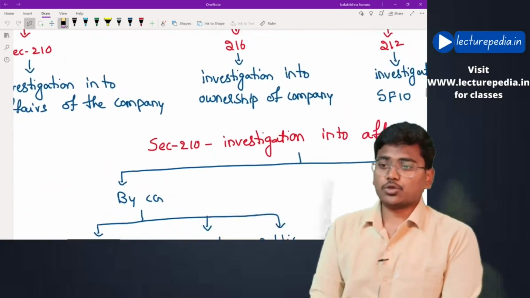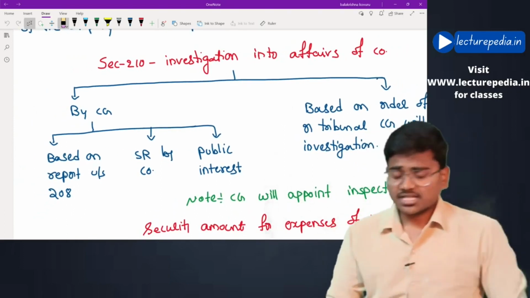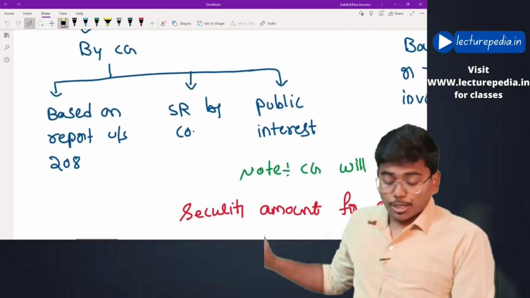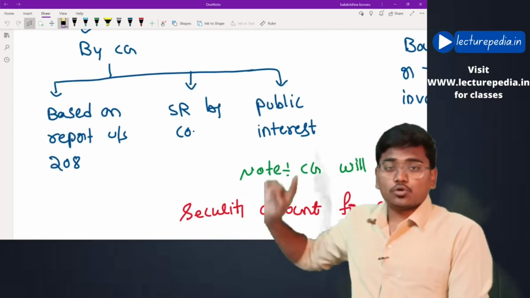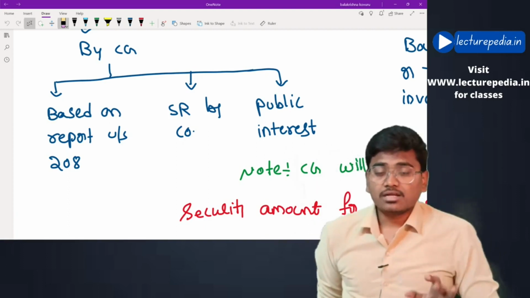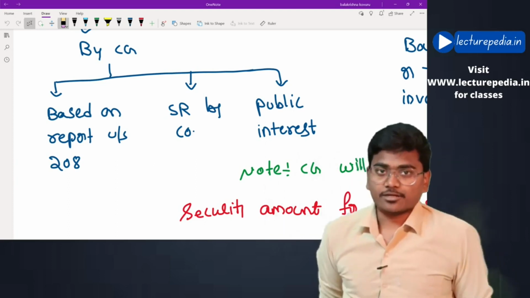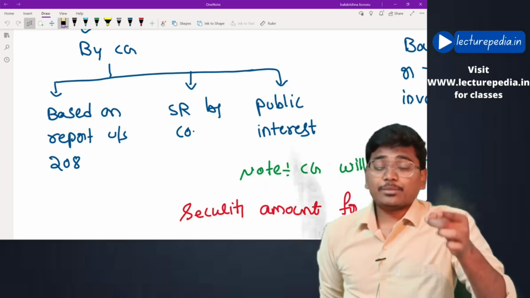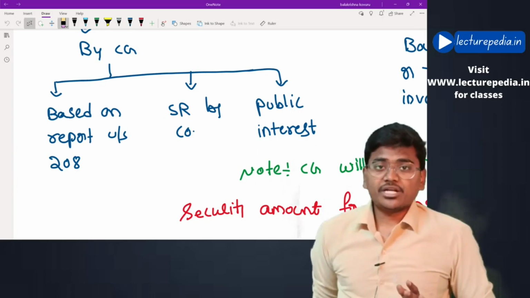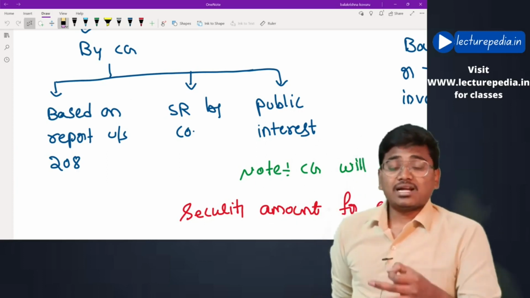First of all, section number 210, investigation into affairs of the company. When can the investigation be conducted? Investigation by the central government based on a report under section 208. Under section 208, the registrar or inspector has given their report to the central government on the inspection or inquiry conducted. In that report they can recommend further investigation into the affairs of the company. Based on such recommendation in the report under section 208, the central government can conduct investigation.